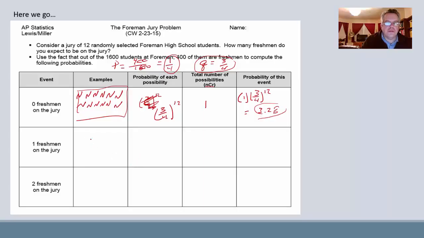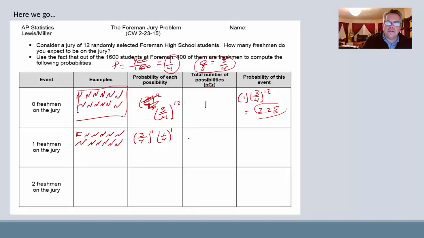All right, let's move to 1 freshman on the jury. Maybe the first person is a freshman, and then we have 11 other people who are not freshmen. Of course, this is only one way it could happen. The second person could have been the freshman, or the third, or the fourth. So we're going to find out that there are 12 ways this could happen. Anyway, each one has this probability. We have to select 11 people who are not freshmen and 1 person who is. So each possibility has that probability.